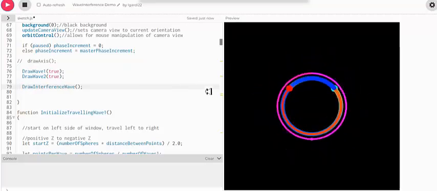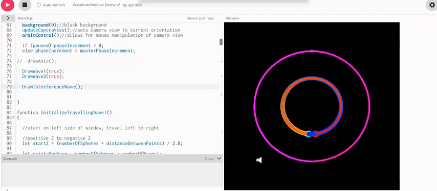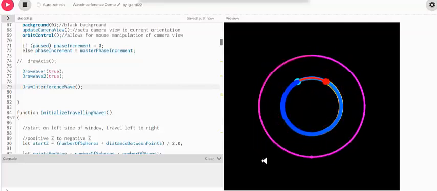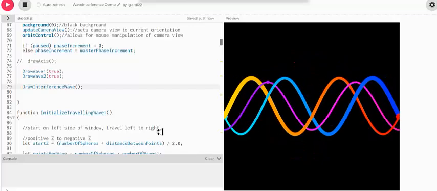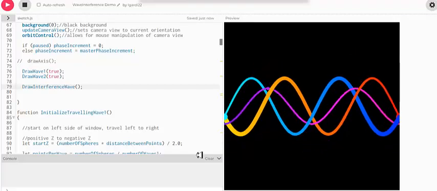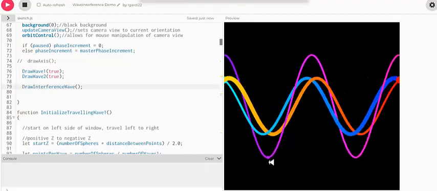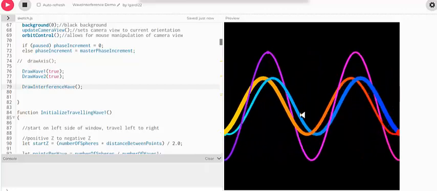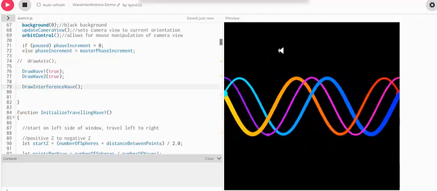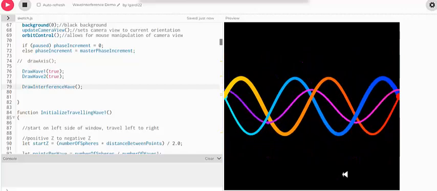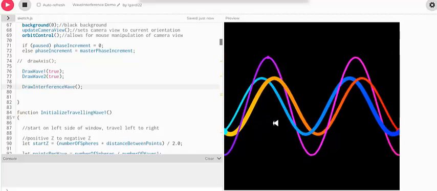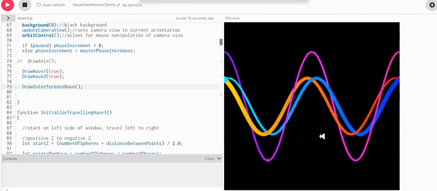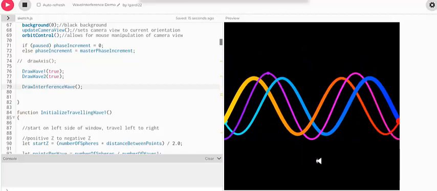So here is the view looking down the barrel of the gun of the two helix waves and the interference pattern. Here's the side view of the two waves and the interference pattern. As you can see, the purple wave here is the interference pattern between the yellow-orange wave and the blue wave. That's pretty straightforward.